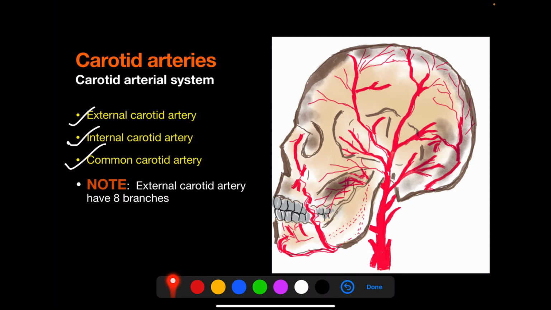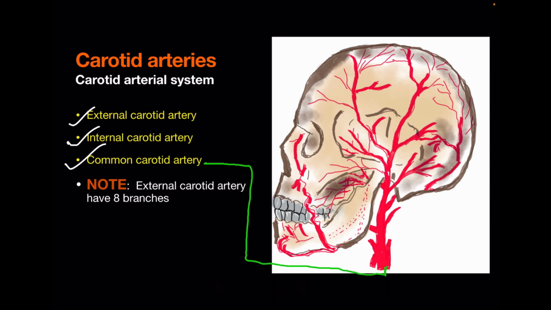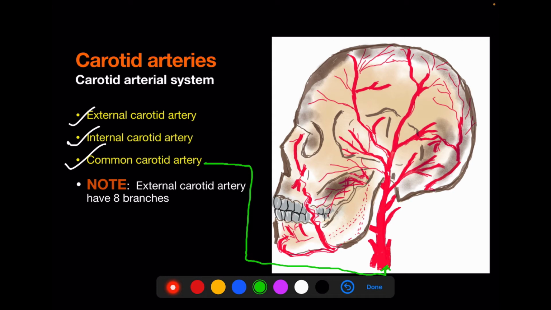You can see here in the picture. Can you guess which one is the external carotid artery, which one is the common carotid artery, and which one is the internal carotid artery? So here is your answer. This one is the common carotid artery. I am using green for the common carotid artery.